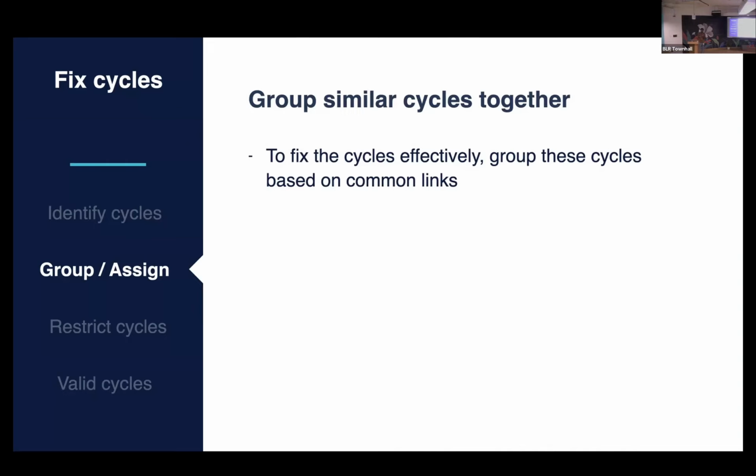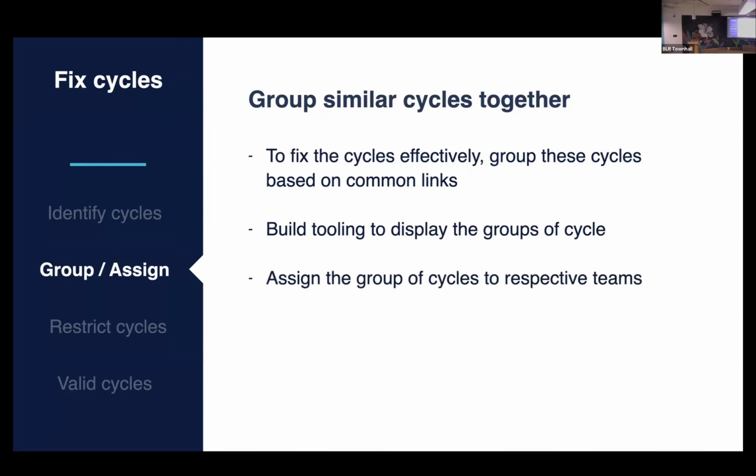So what we had to do is, first we had to group all these cycles based on these common links. Then we had to build tooling so that we can display all these grouped cycles so that developers can look at these cycles and then break them. You can't fix all the cycles by yourself. So you need to have your product teams fix all these cycles. So you need to assign each group of cycles to a particular team. You can do that by creating tickets. So you tell them, hey, these are all the cycles that come under your team's purview, and we want you to fix them. And then you track it based on tickets.